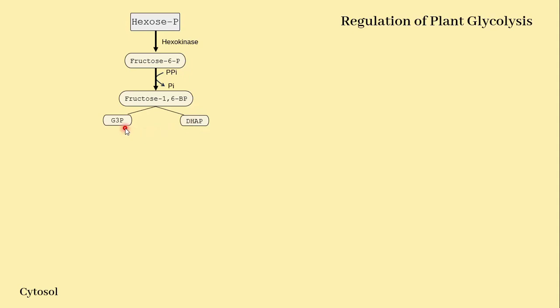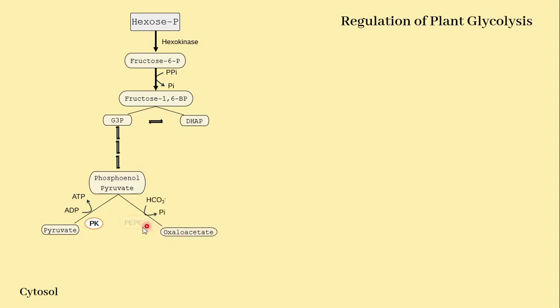This aldehyde sugar, that is glyceraldehyde 3-phosphate or G3P, is passed through a series of reactions, that is 1,3-bisphosphoglycerate, 3-phosphoglycerate, 2-phosphoglycerate and then at the end phosphoenol pyruvate. Till that, a series of enzymes carry out this process, and the phosphoenol pyruvate is converted into pyruvate or oxaloacetate depending upon the presence of enzymes pyruvate kinase or phosphoenol pyruvate carboxylase.